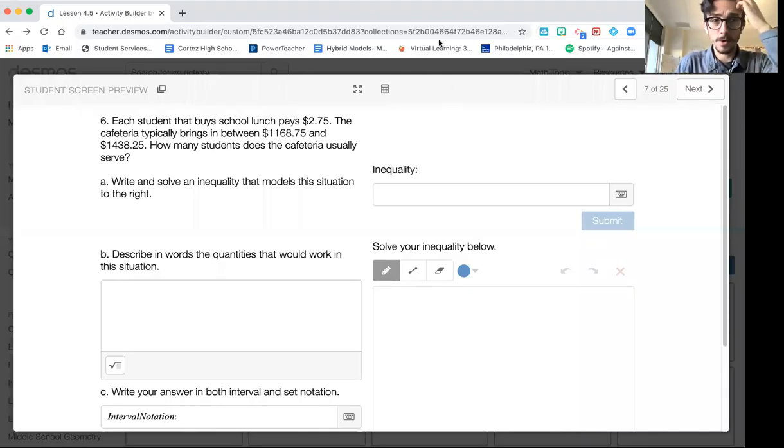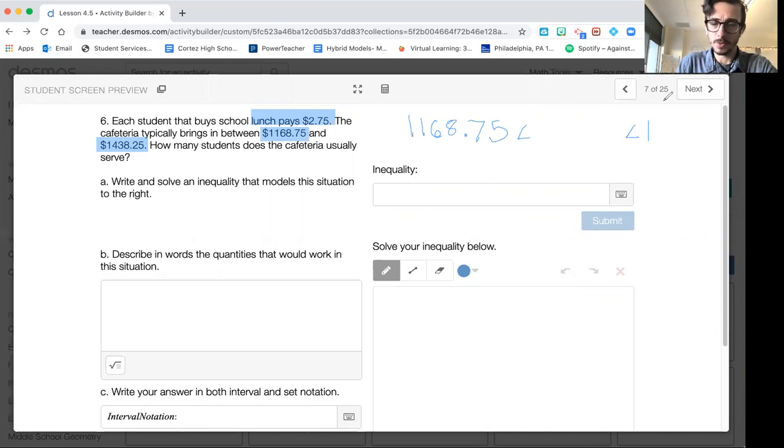Last one. I'm so proud of you for staying with us. They have each student buying school lunch, paying $2.75. Cafeteria typically brings in between $1,168.75 and $1,438.25. How many students does the cafeteria usually serve? Well, it's between those ranges of the 1,168 and then the 1,438. So it's kind of bound between these two numbers. That's where all the action is.